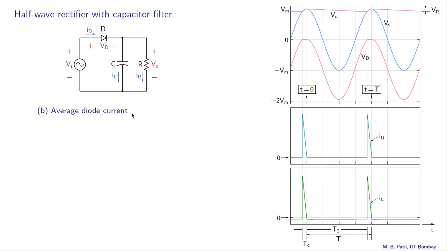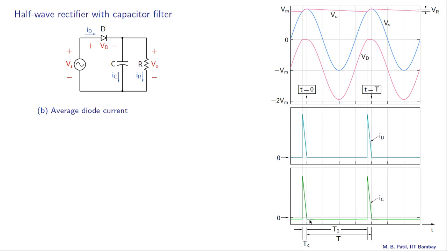Let us now look at the average diode current, and we can use charge conservation to obtain this. Charge conservation requires that the change in Q for the capacitor in one period must be 0. And since IC is dQ dt, we require the integral of IC over one period to be 0. So let's look at the capacitor current, which is shown here. Now in this interval marked TC here, the capacitor current is positive, the diode conducts, the capacitor gets charged like that.